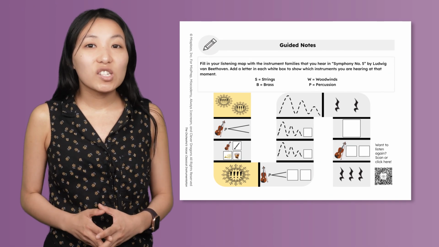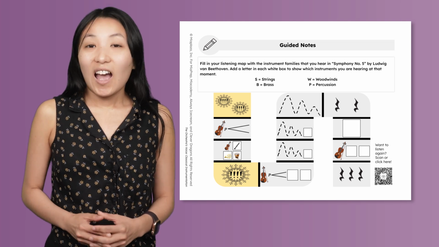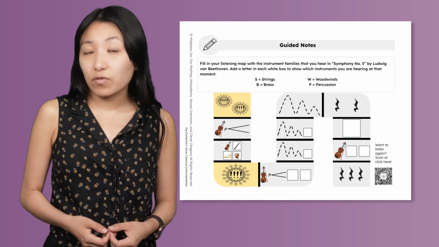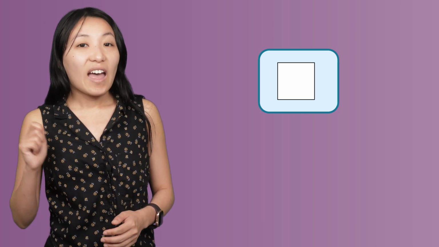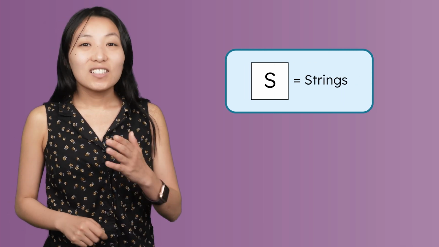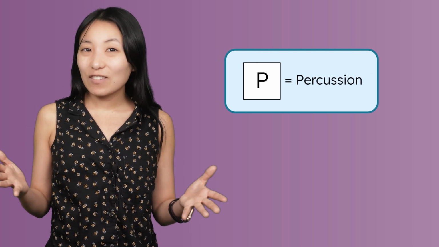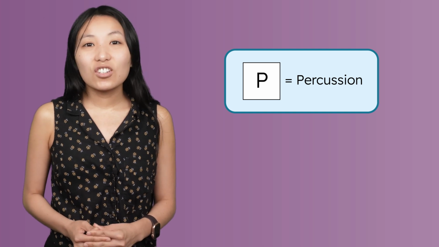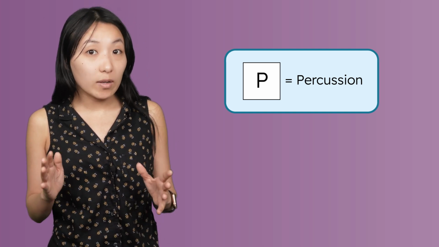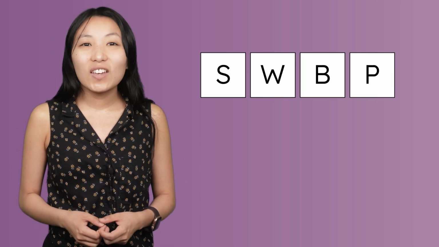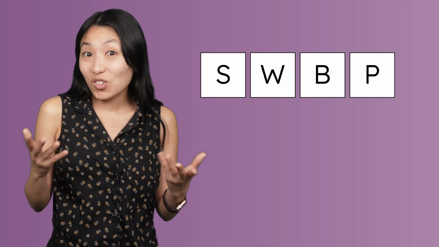You can follow along on screen or use your guided notes. As we listen to the symphony, fill in your listening map or wait until after we finish to complete it. In each white box, write the letter of the instrument family you hear at that moment. S for strings, W for woodwinds, B for brass, or P for percussion. If a section of the music has more than one white box, that means multiple families are playing. Focus on the family leading the melody or adding something interesting.